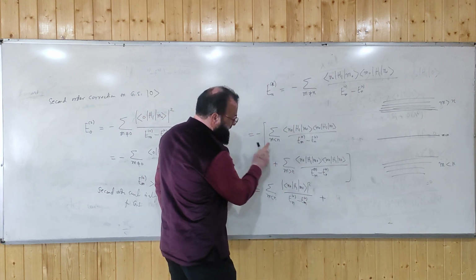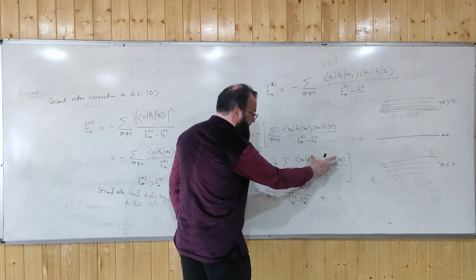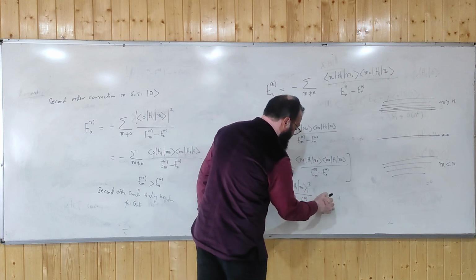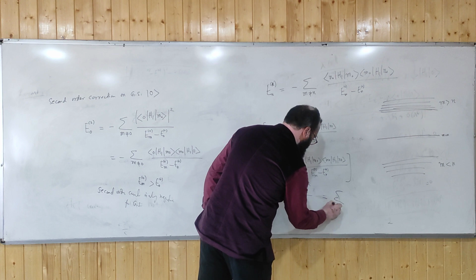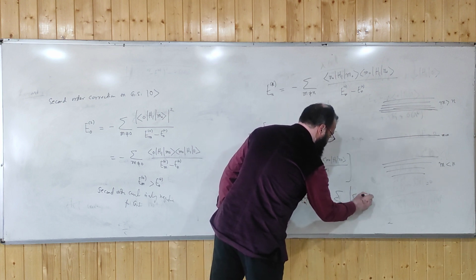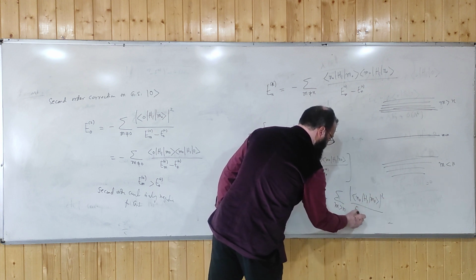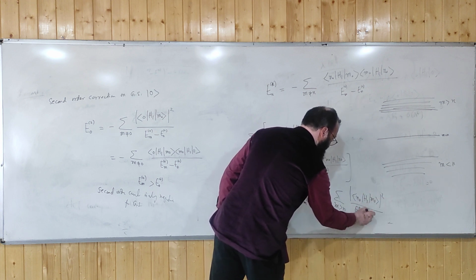So you are having minus. Now since m is greater than n, this is a positive quantity already. This is positive, so you will be having a minus sign. So for m greater than n, the magnitude of <m^0|H1|n^0> mod square by E_n^0 minus E_m^0.